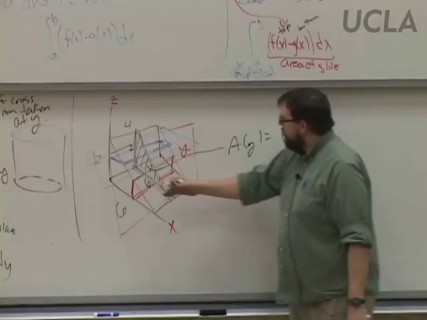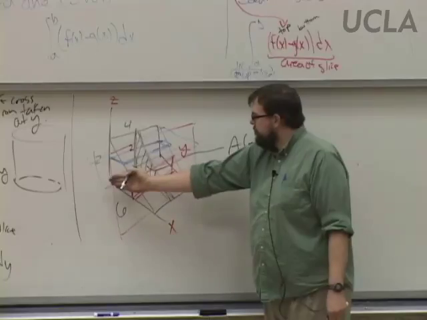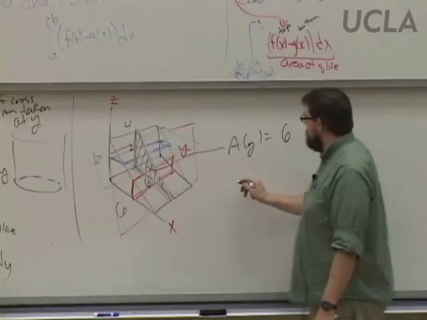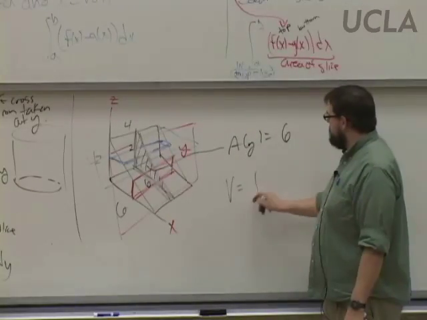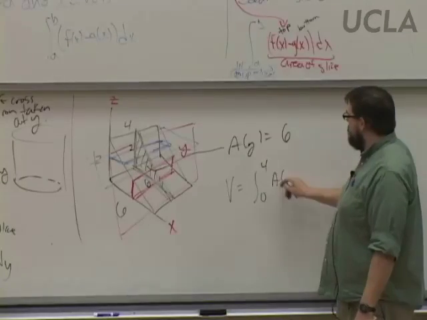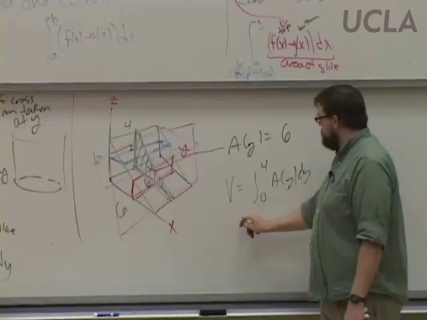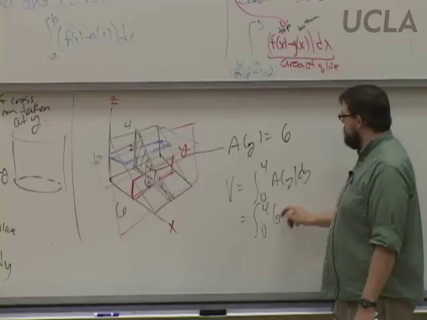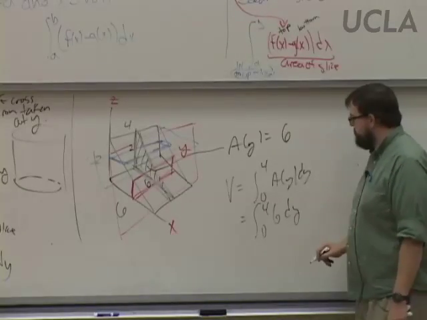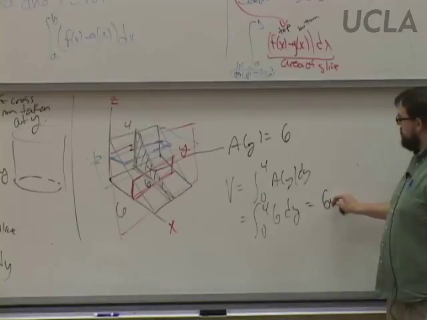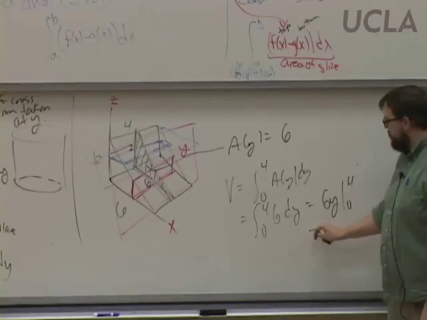Okay, so where can y vary between? Well, y can go from 0 up to 4. So the volume is the integral from 0 to 4, A of y dy, which, of course, is the integral from 0 to 4 of 6. Well, that's pretty easy to figure out. It's 24.